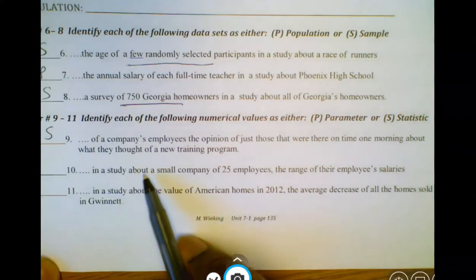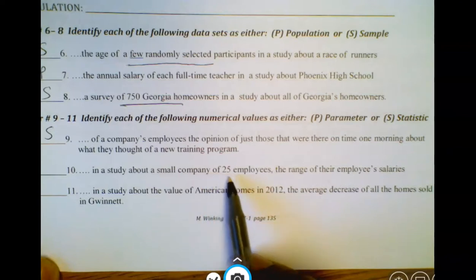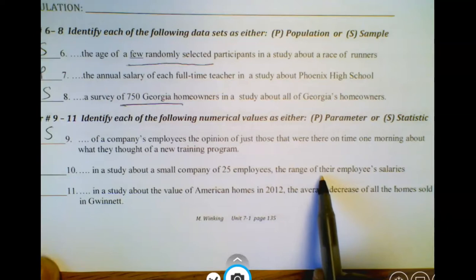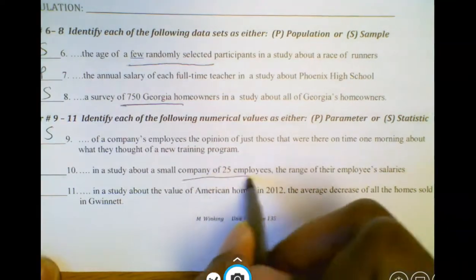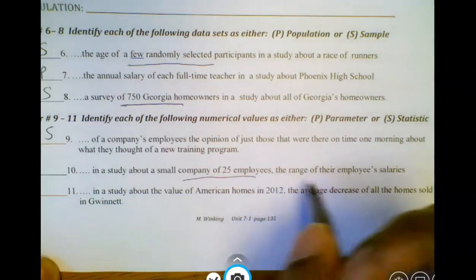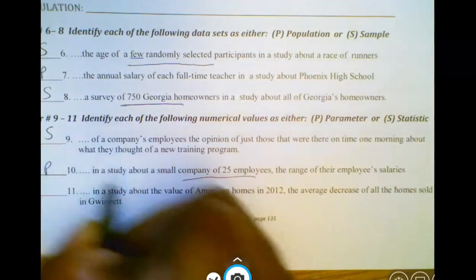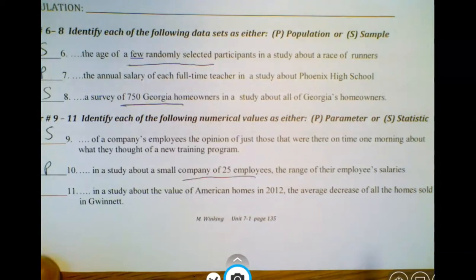Number 10 says, in a study about a small company of 25 employees, the range of their employees' salaries. So you got 25 total employees, so we can do a study with that. It didn't say we did a subset. So this is a parameter, but it's an entire population there.